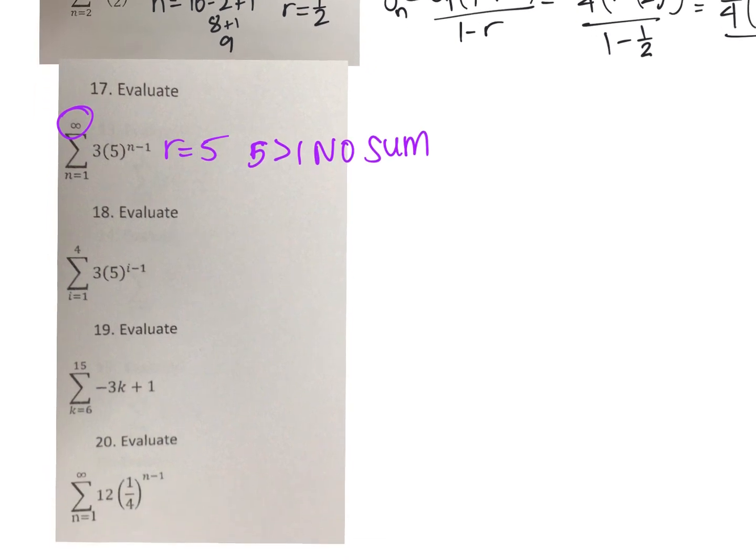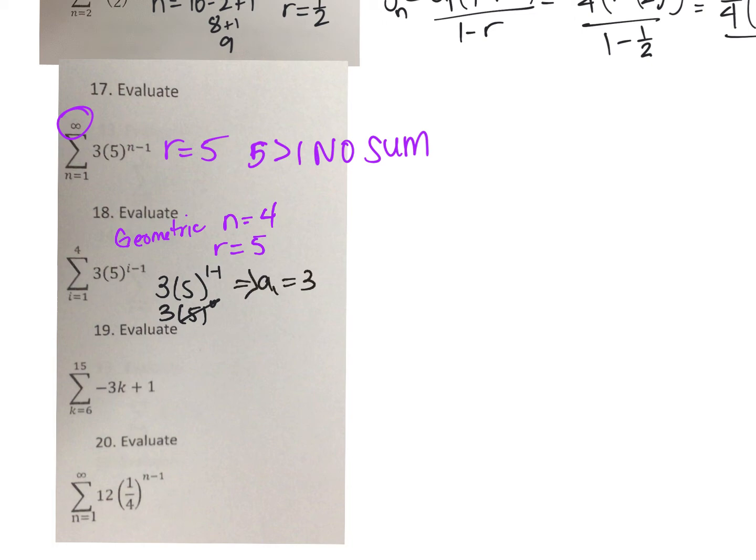Number 18, 3 times 5 to the i minus 1 from 1 to 4. This is geometric. My n is from 1 to 4, which is 4. My r is 5, and let's plug in 1. We get 3 times 5 to the 1 minus 1, which is 3 times 5 to the 0. 5 to the 0 is 1, and so my A1 equals 3. Just to make sure that I'm getting the right numbers. So the sum is A1, 3, times 1 minus 5 to the 4th over 1 minus 5.